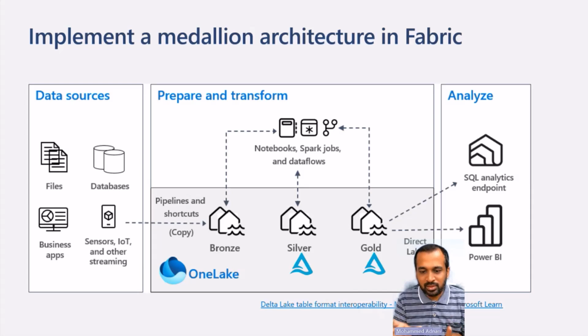But here, as you can see in the image, we have bronze, silver, and gold, everything defined in the lakehouse itself. But for example, you may want to use bronze and silver in a lakehouse, and build the gold in a warehouse. That is also applicable. It purely depends on how we customize our environment. But this is how the holistic picture looks for the medallion architecture in Fabric.